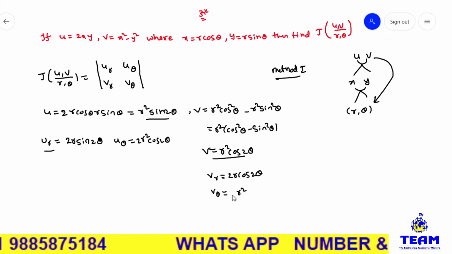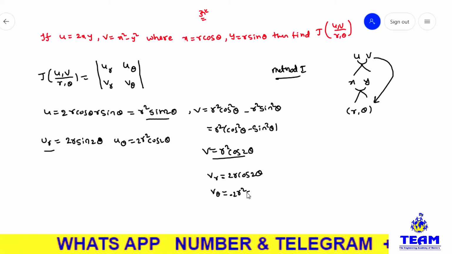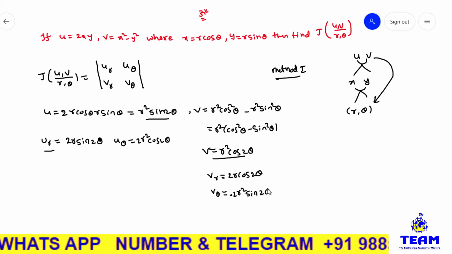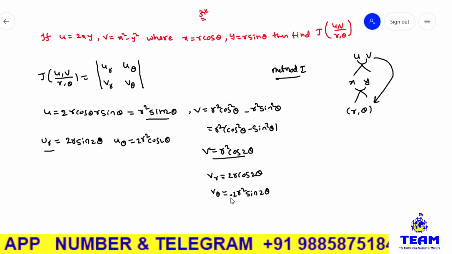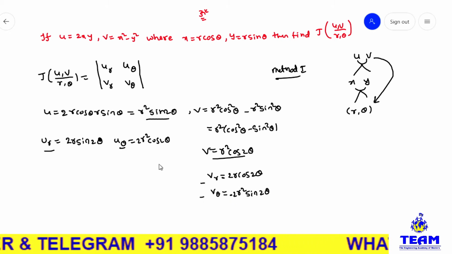Cos 2 theta derivative: minus sin 2 theta into the inner derivative 2. So minus 2, I am writing here, sin 2 theta. Now you observe v_r, v_theta also in terms of theta. Now you substitute u_r, u_theta, v_r, v_theta in the Jacobian.